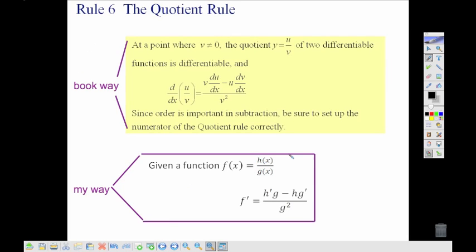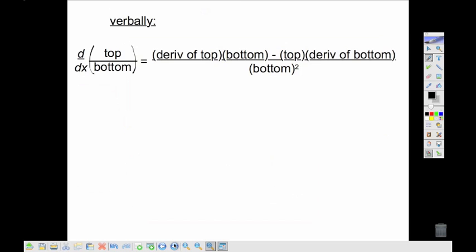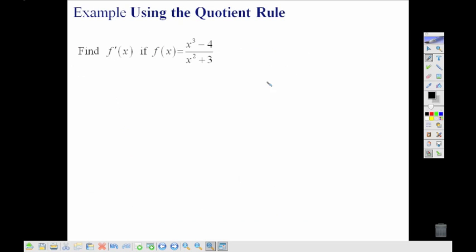So if we think about this as a function over a function, h of x over g of x, we'll write it as h prime g, so derivative of the top times the bottom minus the top times the derivative of the bottom divided by the bottom squared. So here's an example of doing it. We have the top up here, x to the third minus 4, bottom down here, x squared minus 3. Let's color code these. Okay, so red on the bottom, blue on the top.